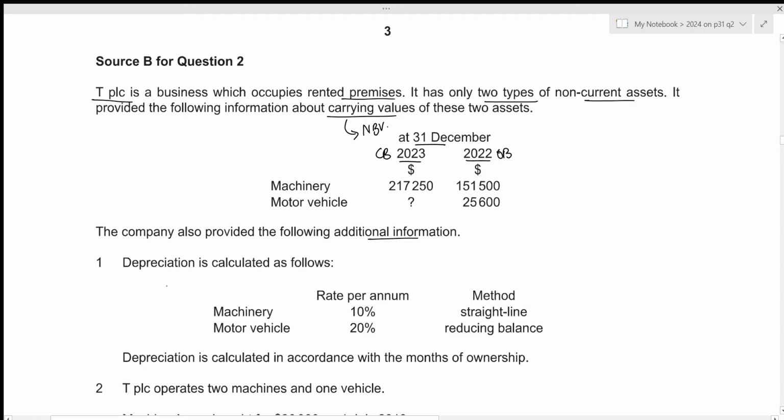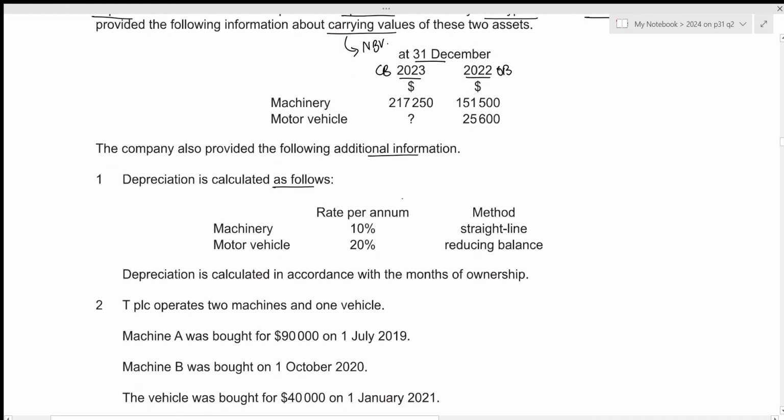The first one is that depreciation is calculated as follows. For machinery, we are using the rate of 10% and the method that we are using is the straight line method. It means that we can multiply this rate of 10% to the cost itself in order to calculate our depreciation charge for the year. Then for motor vehicle, the rate per annum is 20% and the method that we are using is the reducing balance method. Under reducing balance method, we need to multiply this given rate to the net book value instead of the cost. Net book value is just going to be the difference between our cost and the accumulated depreciation, which is also known as provision for depreciation.